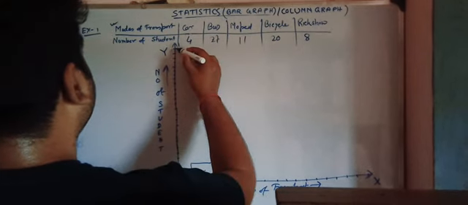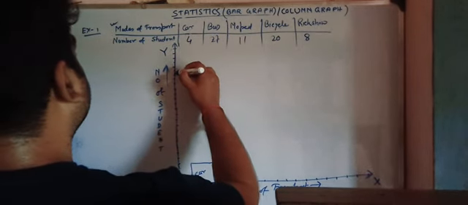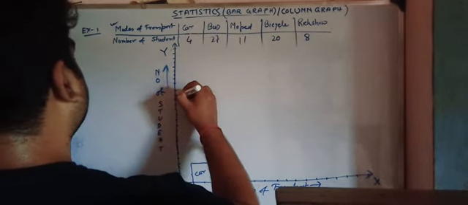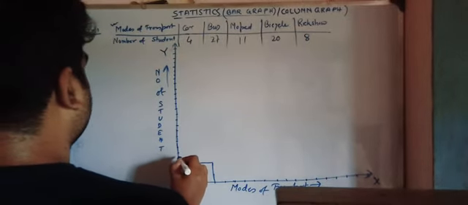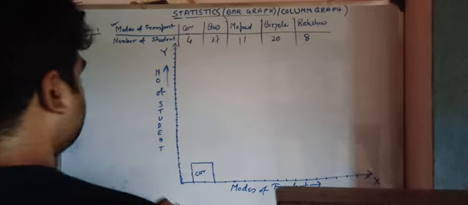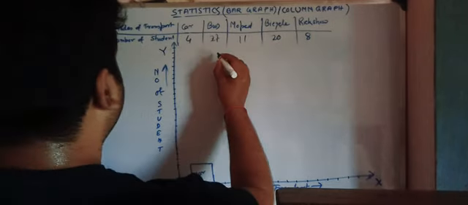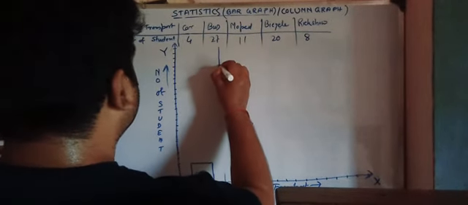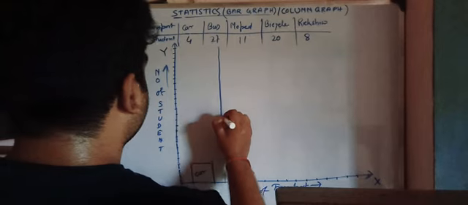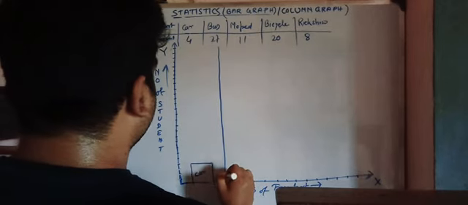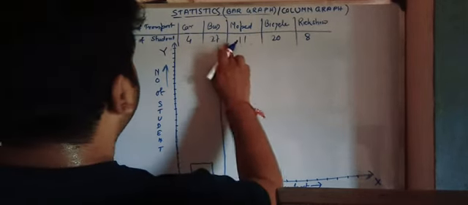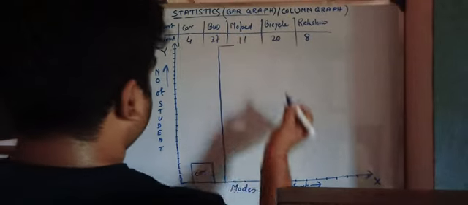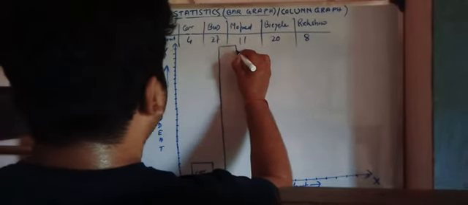Now this is 27. 1, 2, 3, 4, 5, 6, 7, 8, 9, 10, 11, 12, 13, 14, 15, 16, 17, 18, 19, 20, 21, 27. So we should start from here. We have to draw a straight line, a proper straight line. So this is 20. This is the highest number.